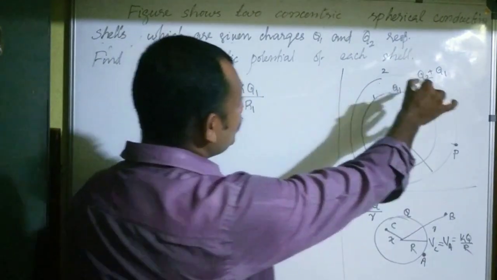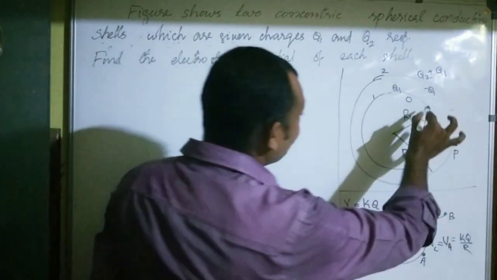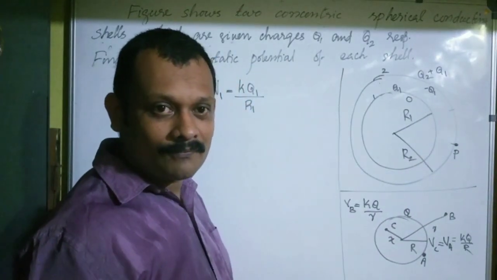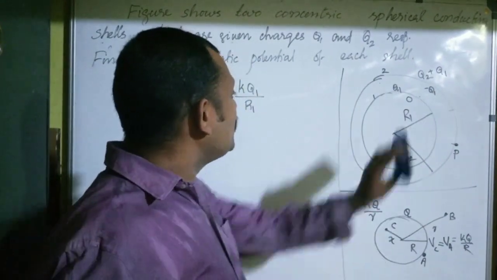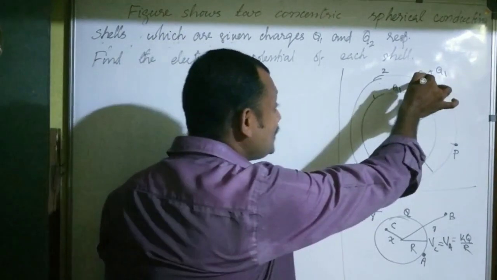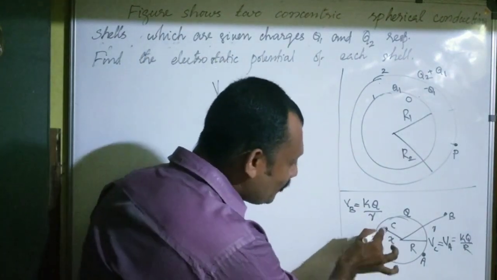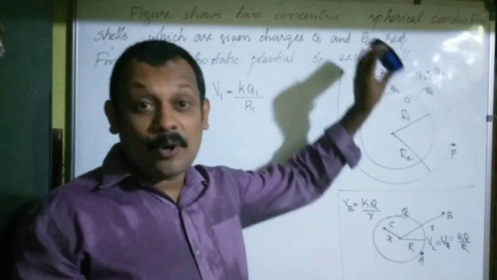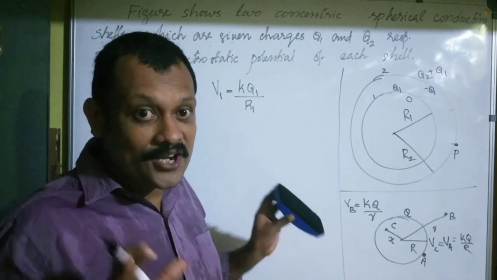Now, look, the inner surface of sphere 2 has got a charge minus Q1, and the surface of sphere 1 is inside the second sphere. This is an important point to be noted. The surface of sphere 1 is inside sphere 2. Now, what do you know about the potential at any point inside a charged conducting sphere? You know it is equal to the potential at the surface. Right?